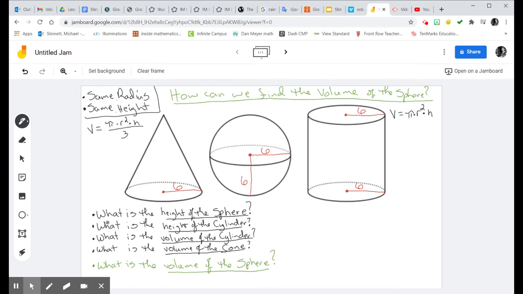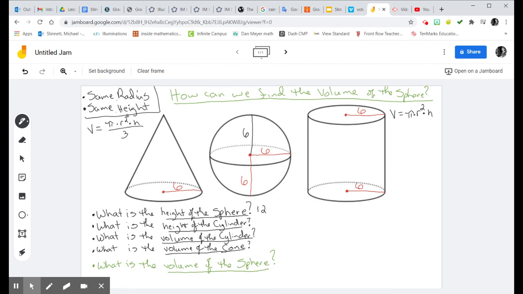All right. So the first question here is, what is the height of the sphere? So if we look at this and think of it again, this is like a ball, like a baseball, basketball, whatever you want to think of, soccer ball. It has a radius of 6. So going up and down, if we're thinking about the height of this, well, halfway is 6. So if we go up from the center, that's another 6, right? So 6 plus 6 is 12. So our height here of the sphere is 12. Okay, 6 plus 6.